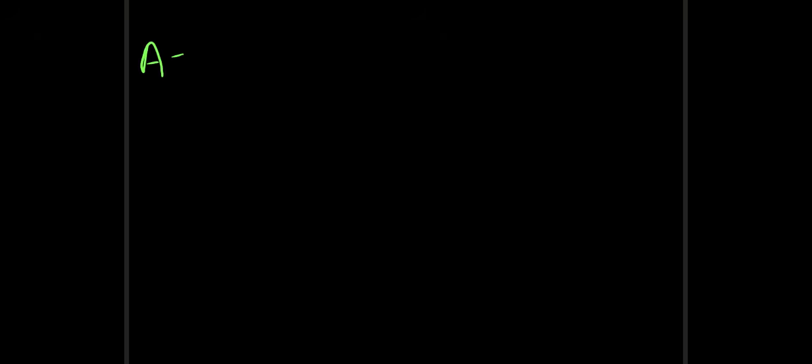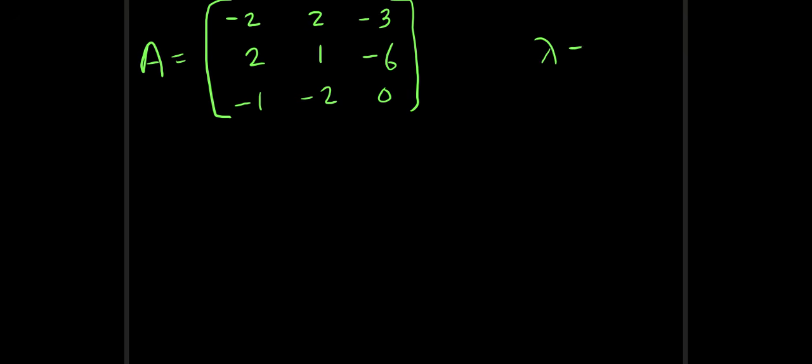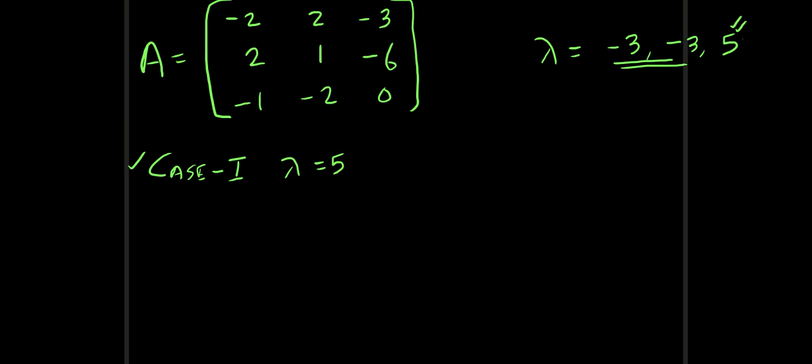So I'll copy the matrix A, and the eigenvalues are -3, -3 and 5. Okay, now look at this. So we have a repeated value here and the distinct value over here. So I'm going for the distinct value because I know that's easy to calculate. So case 1, lambda is equal to 5. I'm going for the distinct value or the non-repeating root.